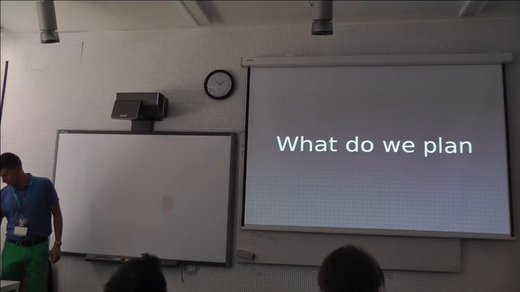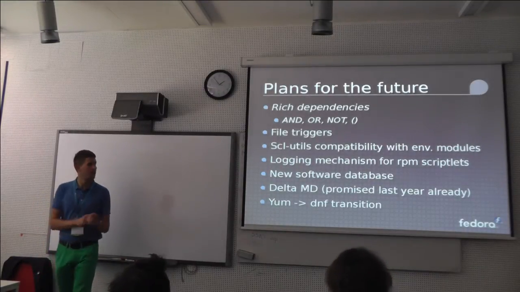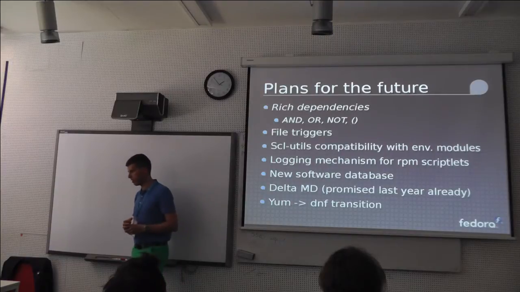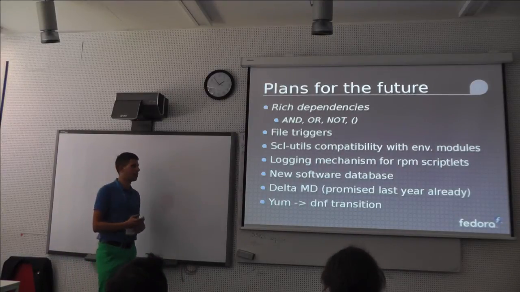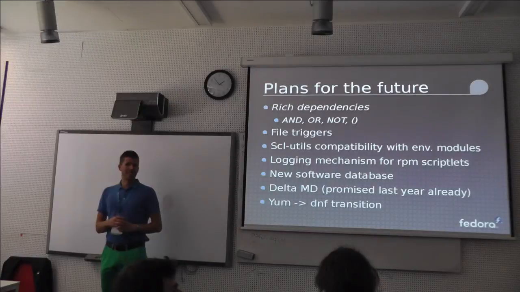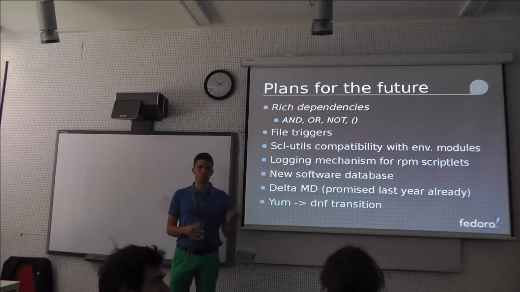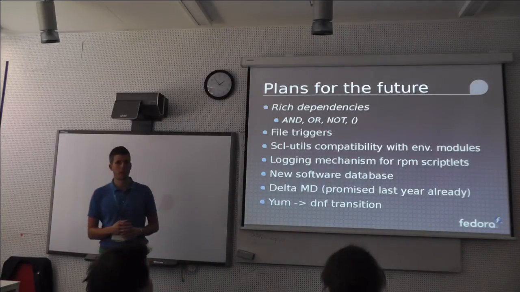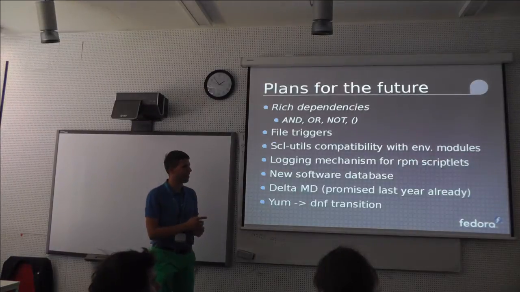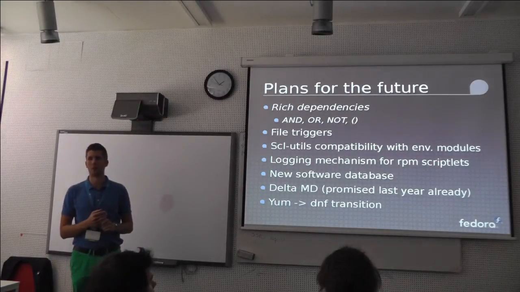Okay, so what do we plan to deliver over the next year? We are almost out of time, so I will just go quickly through this. Rich dependencies, that's the second part of weak dependencies. I'm pretty sure that most of the work is done already, right, Florian? Yeah. The OR depends, seriously awesome. So you will be able to use basically Boolean algebra in your requires, provides, recommends, suggests, and conflicts. And this is actually the point where YUM will break. We are pretty sure about that.